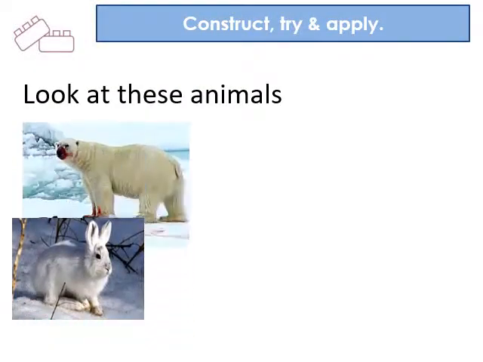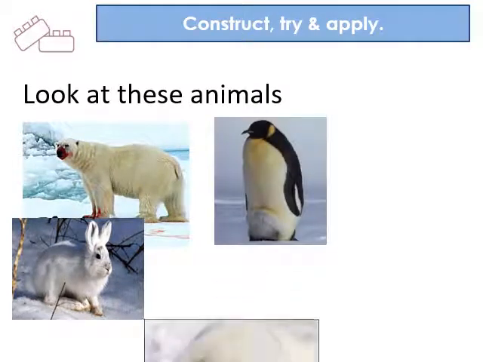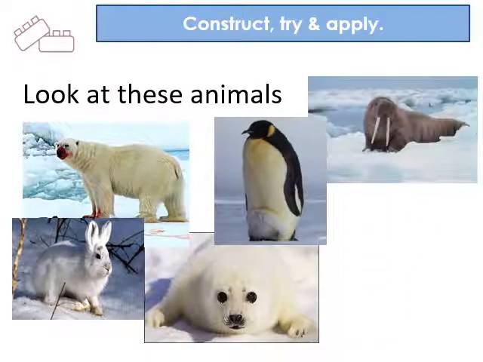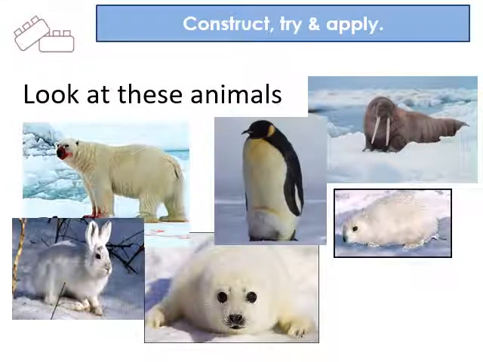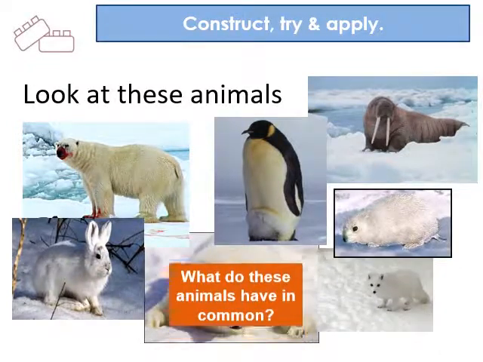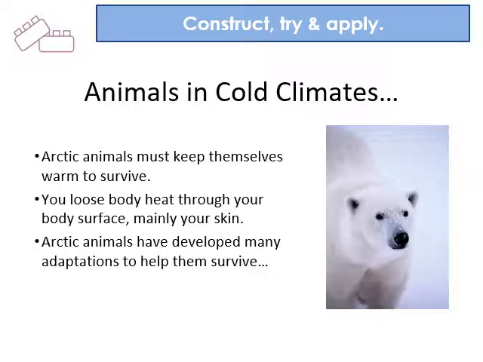These animals all live in similar environments. Look at the pictures on this slide. What do these animals have in common? Write down a list of what things you think they have in common. Animals in cold climates have adapted to survive. Arctic animals must be able to keep themselves warm. We lose body heat through our body surface, so this is something that they must overcome in order to survive.